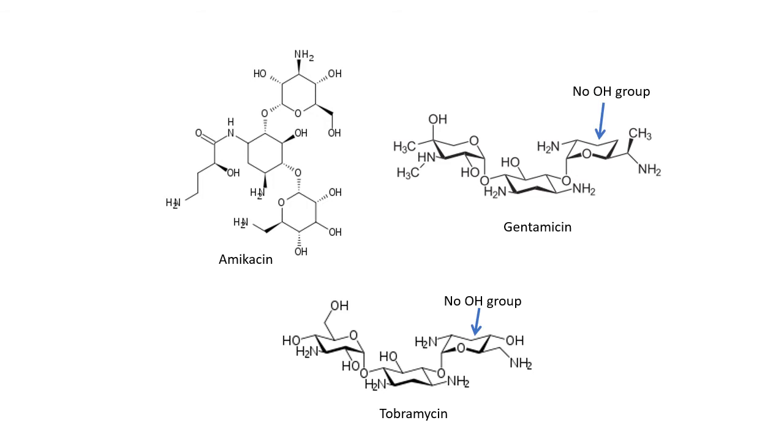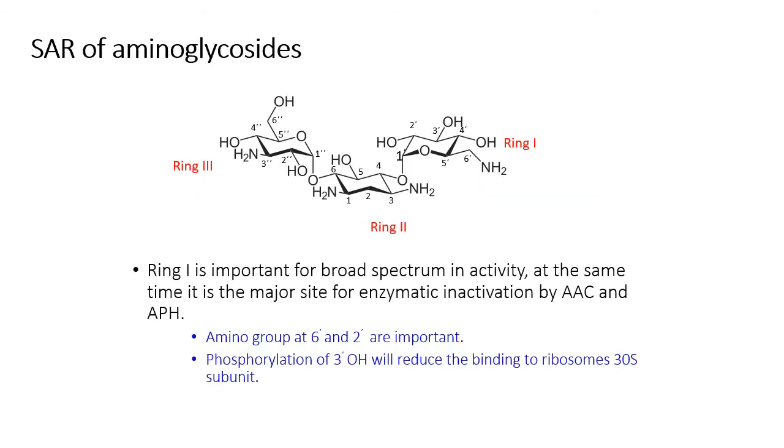Here's amikacin, just to see the different ways of representing planar and 3D structures, gentamicin and tobramycin, and note the absence of the OH group in gentamicin and tobramycin. In terms of structure activity relationship of aminoglycosides, in other words, what you can play with and what you can't, ring one gives a broad spectrum activity. But it is, as we've already seen, a major site for enzymatic inactivation by both AAC and APH. You also need to have amino groups at the 6 prime and 2 prime positions. And phosphorylation of the tertiary OH will reduce binding to the ribosome subunit, which is why it works.